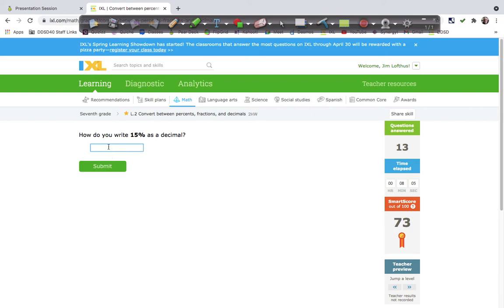And this is 0.15 or 15. Whoa, that was 15 thousandths. We want 15/100ths.